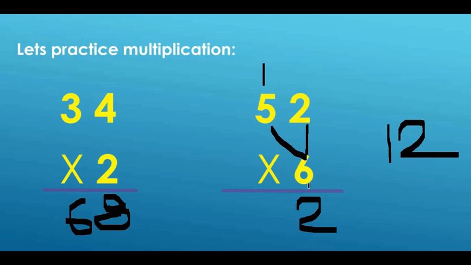Now I will read the times table of 6. How many times? 5 times. So 6 fives are 30, and we will add this 1 with this 30. So 30 and 1, what is the number? Yes, 31. So the answer is what? 312, and it is called the product also.